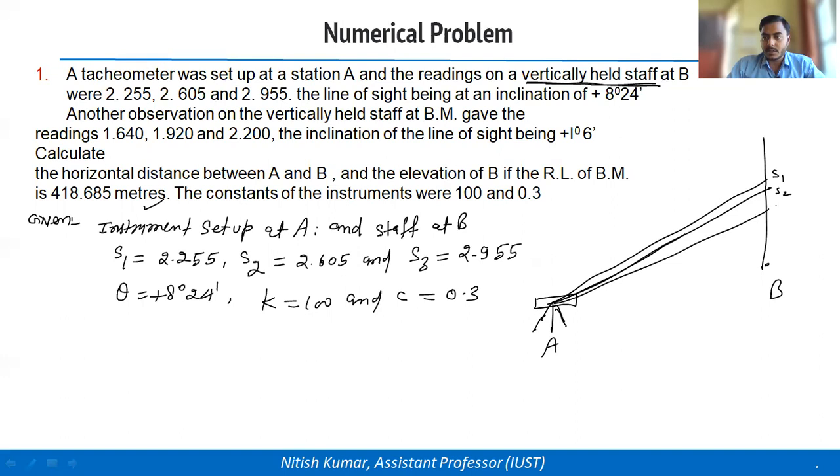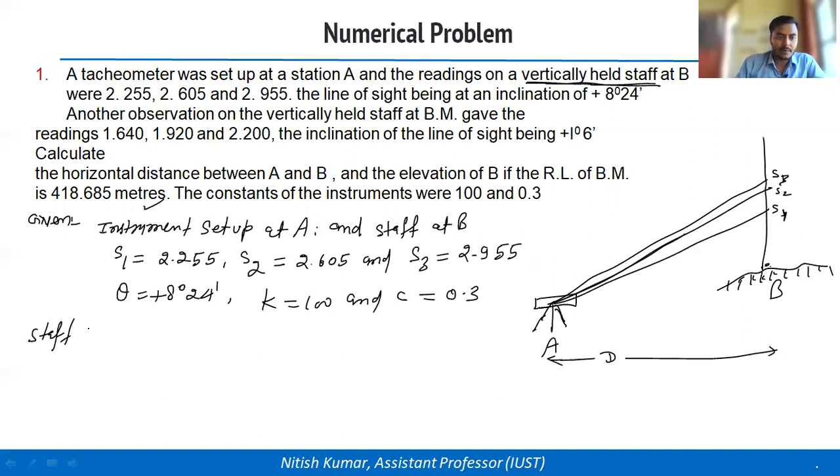So this is H1, H2, H3 is given. Now according to the given data, this is H1, this is H1, H2, H3, right? See, what can we calculate? We can calculate the horizontal distance between A to B by using the distance equation formula for when the staff is kept vertically. So for that, we have to calculate the staff intercept.